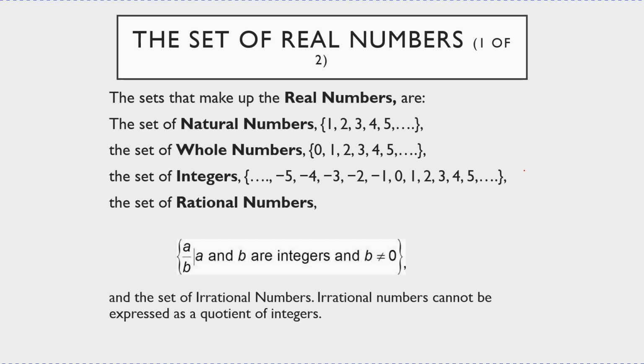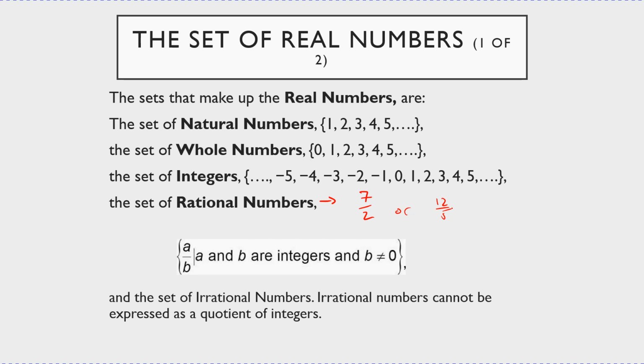Rational numbers are any number that can be expressed as a fraction of two integers. So rational numbers are A divided by B, where A and B are integers. For example, a rational number would be 7 over 2 or 12 over 5, things like that. The set of irrational numbers, that's the last thing that makes up real numbers.